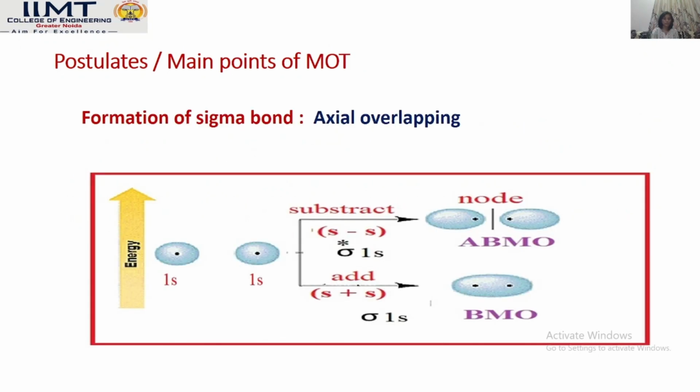Formation of sigma bond. A sigma bond is formed by axial overlapping or head-to-head overlapping when two atomic orbitals combine, as shown in the figure. Here 1s and 1s orbitals are combined. Two types of molecular orbital take place. By additive combination, a bonding molecular orbital is formed, which is shown by sigma 1s. By subtractive combination of 1s and 1s, an anti-bonding molecular orbital is formed, which is shown by sigma star 1s.